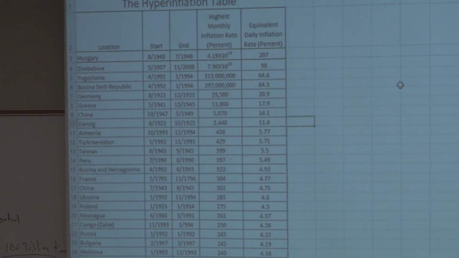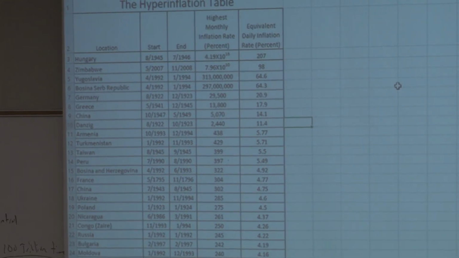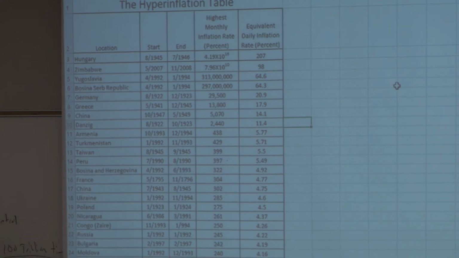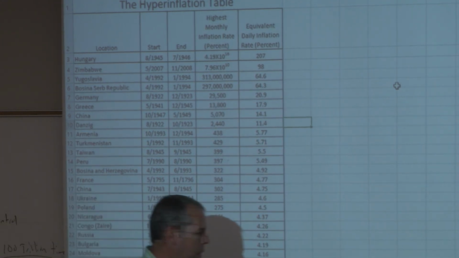So you've got countries up here like Hungary in 1945 and 1946, the highest monthly inflation rate, 4.19 times 10 to the 16. Right? So the daily equivalent of inflation during that time period was 207%. Zimbabwe, 98%. Zimbabwe was the one with the $100 trillion bill. I'll show you a picture of what that looks like.